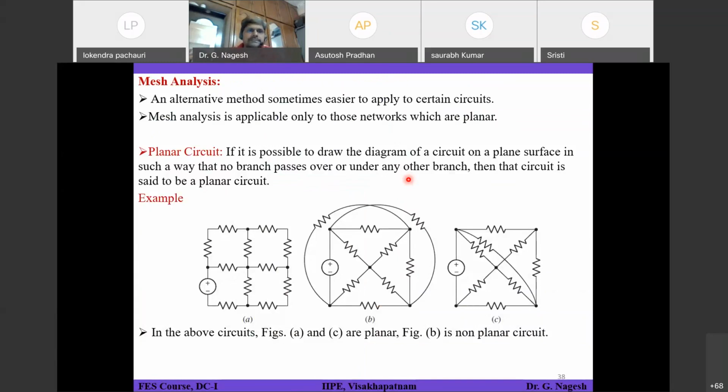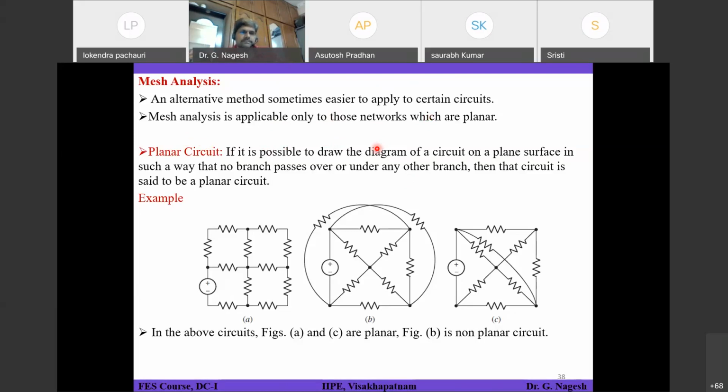So what is mesh analysis? An alternative method, sometimes easier to apply to certain circuits. So for certain circuits, it will be easy compared to your KVL. Mesh analysis is applicable only to those networks which are planar.